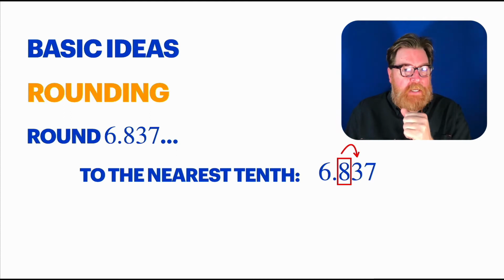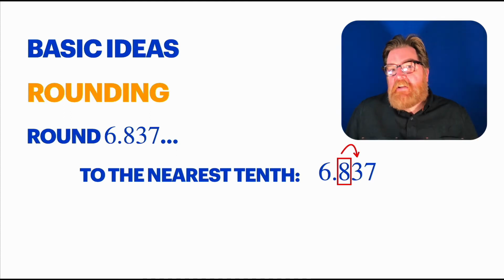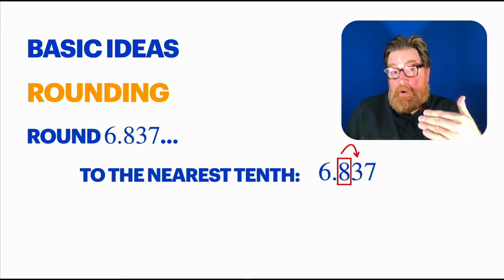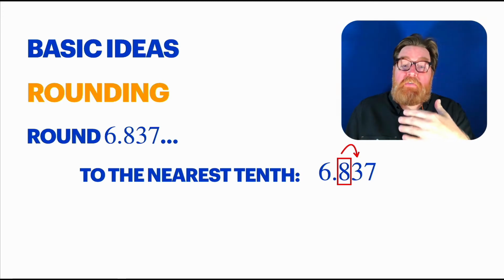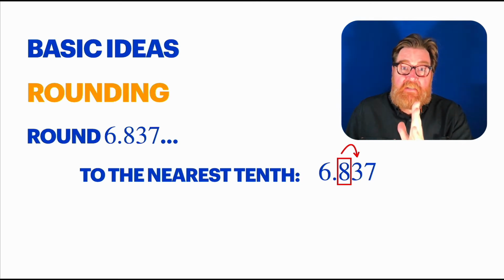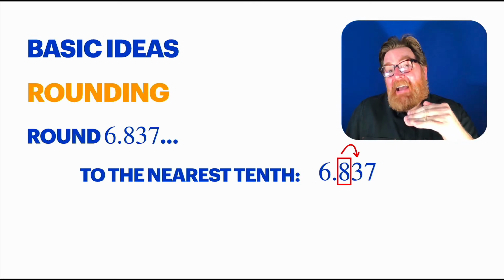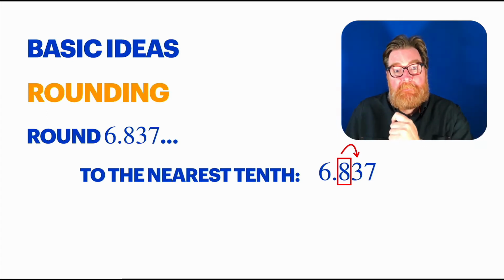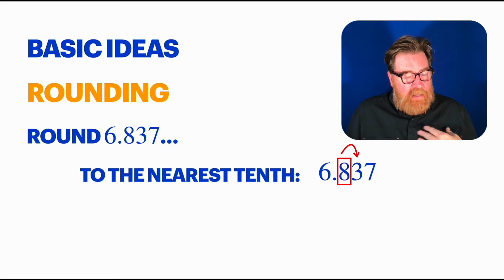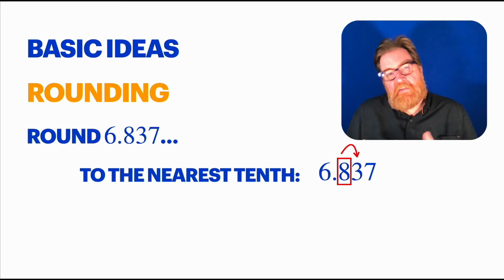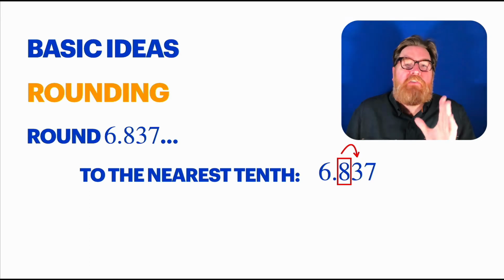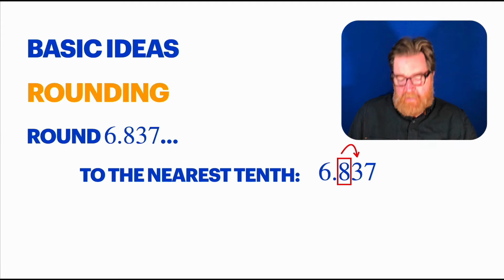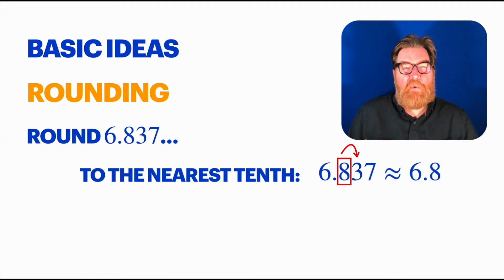So look at that 3. Any digit 0 up to and including 4, we will keep that digit the same, the tenths digit the same. 5 or higher in the next place, then we round our digit up, okay? So the 8 is our digit in the tenths place, so we look to the right of it, we see that 3, so that means keep that tenth the same. Drop everything else after it, and we just see that that's about 6.8, rounded to the nearest tenth.